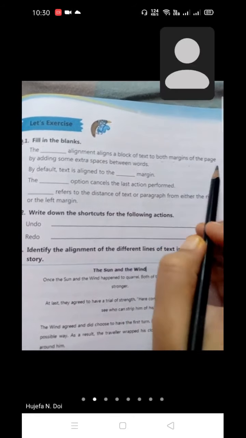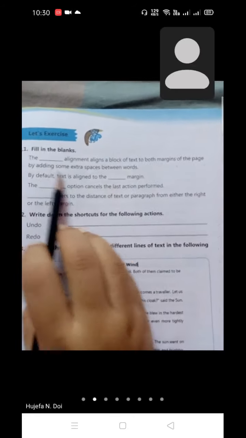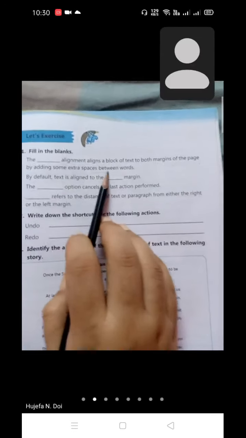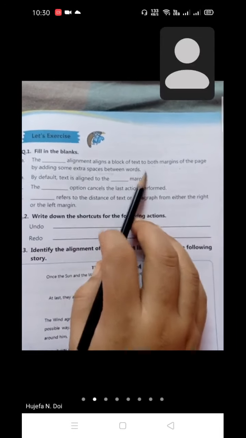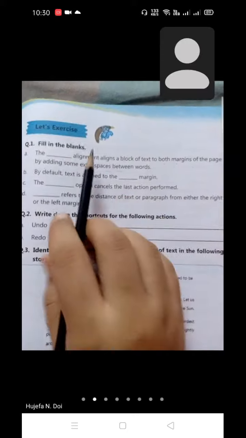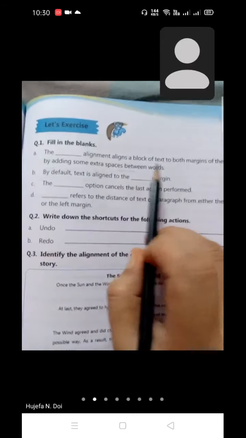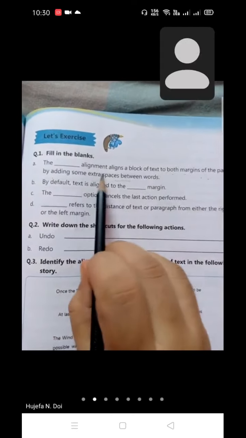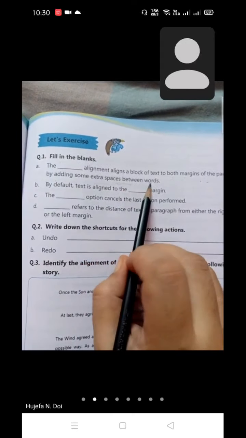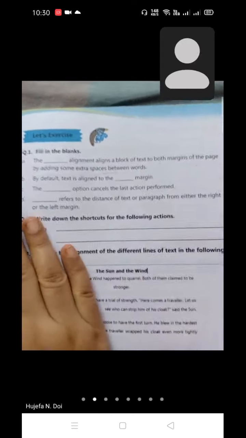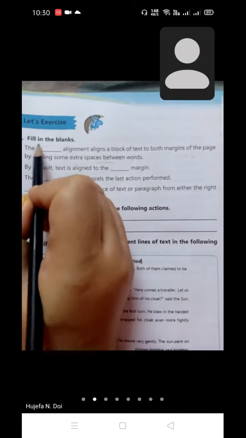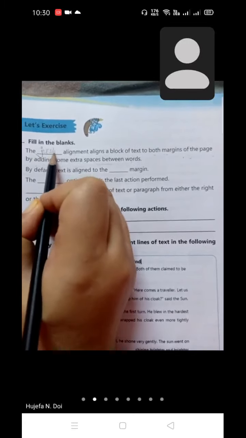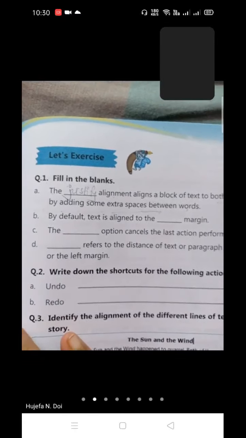of the page by adding some extra spaces between the words. What will the alignment do? It will arrange the text on both margins with extra space between the words. What is the answer? The answer is justify. Write down the answer, justify, in the textbook.